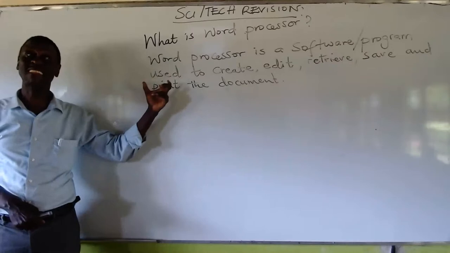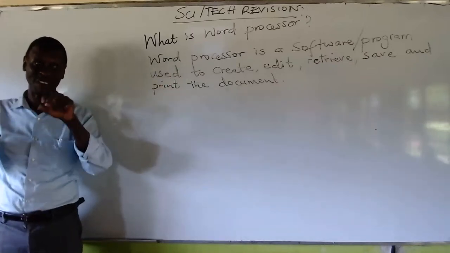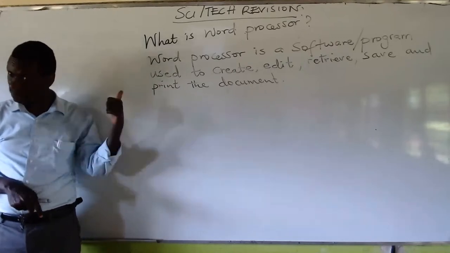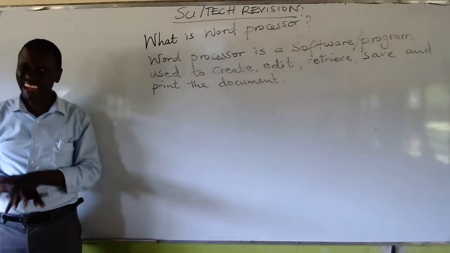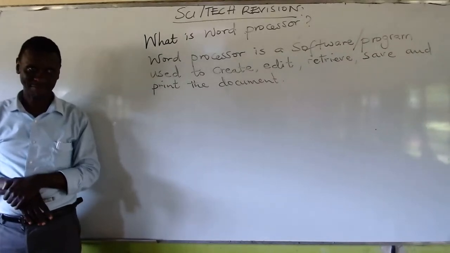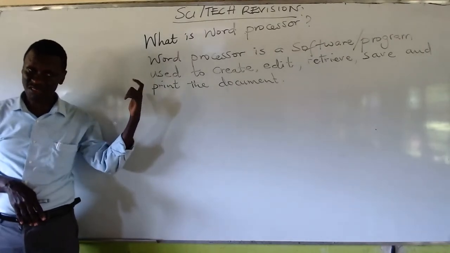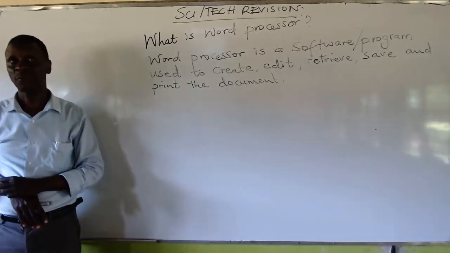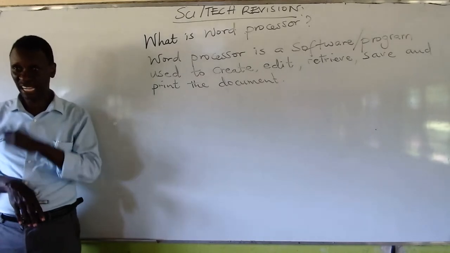Now remember this question, this answer comes from different answers, the way you have answered it. Okay? Have you understood? It's as simple as that. If it were you, I could have written this at the back of my science and technology exercise book. If you don't understand, I'm going.